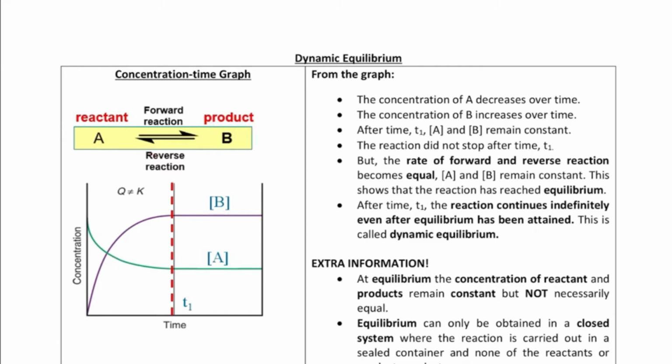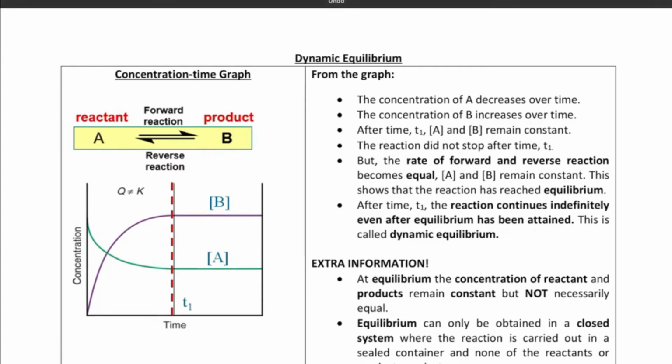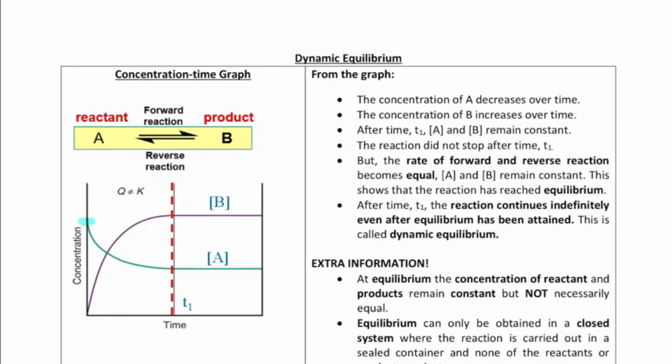Ataupun if you want to look at the graph, sinilah graph dia. Okay, so concentration A asal dekat sini. Tapi as time goes by, A will produce B. That means concentration A akan berkurang dan berkurang. Tapi dia tak habislah. Dia akan constant at one point. Kita tengok.